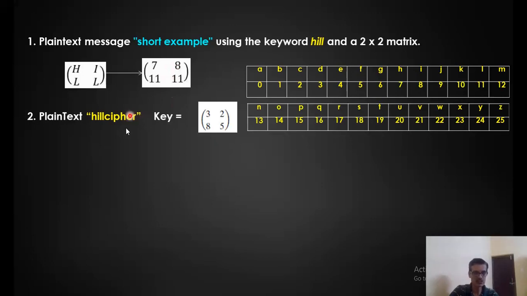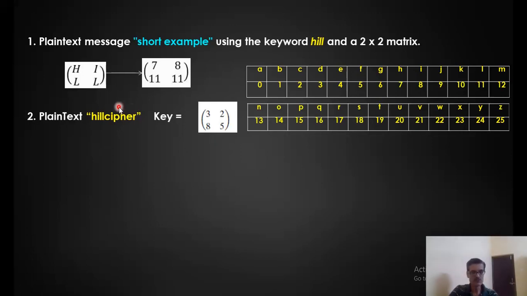But I will solve this problem. My plain text is Hill Cipher and the key is given as 3285. So they have given a key matrix directly as 2 cross 2. If they give a keyword, convert it into the key matrix, then you perform the same operation, P into K mod 26, which will give you the ciphertext.